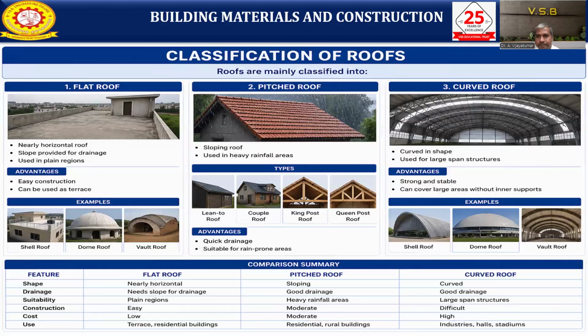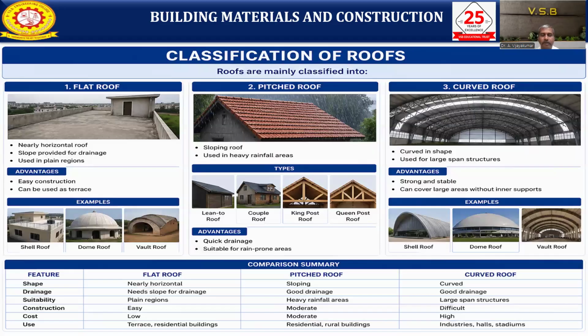For a covered structure, we can see a lean-to roof, couple roof, king post roof, queen post roof, shell roof, dome roof, or vault roof. So these are the roofs we normally use.